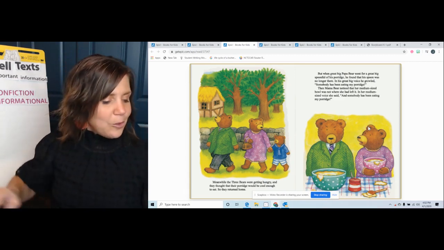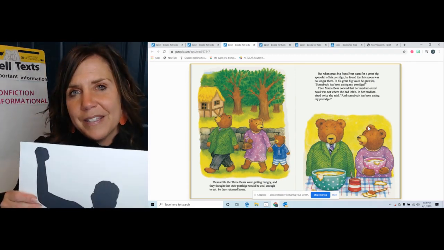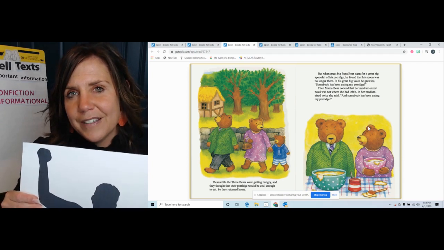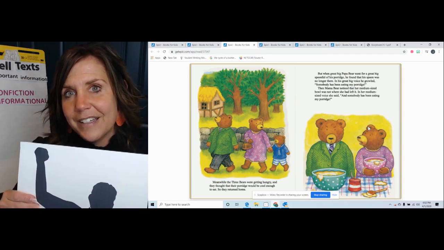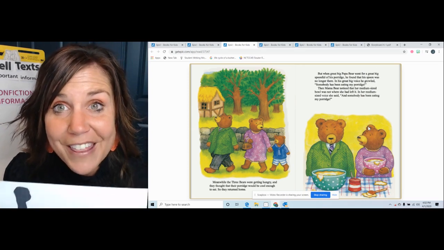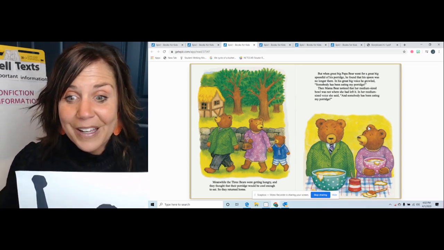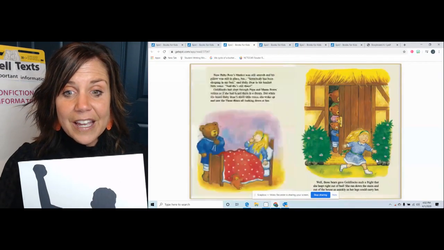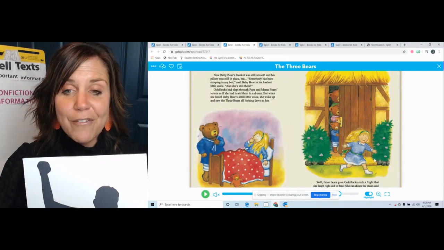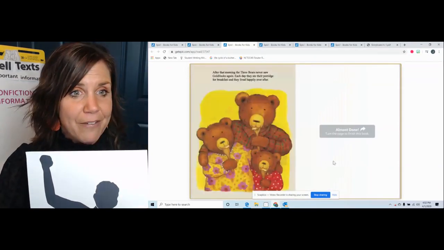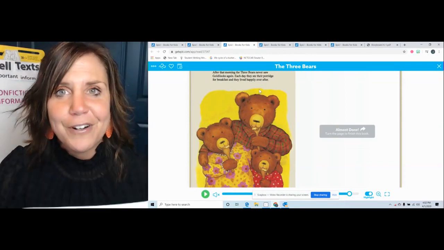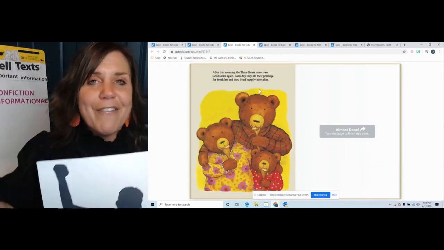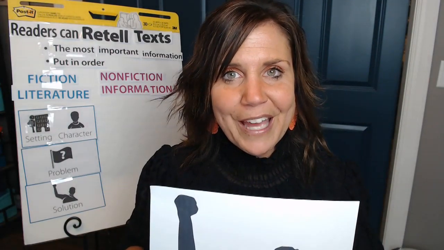Think about what the solution is. What happens? How does the problem get fixed? Did you say Goldilocks leaves? She runs out of the house once they get home? Yeah, she wakes up, doesn't she? And she runs away, and they never see her again, right? And it says they lived happily ever after. So Goldilocks leaves and never comes back, right? And they live happily ever after. So that's the solution. Great job.